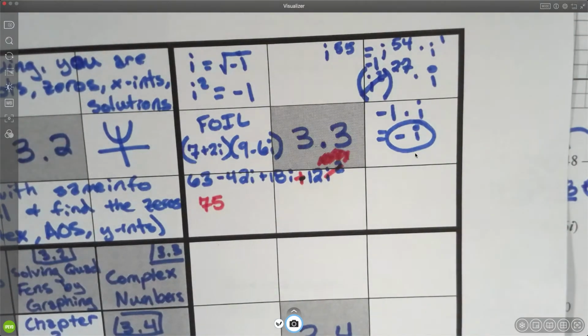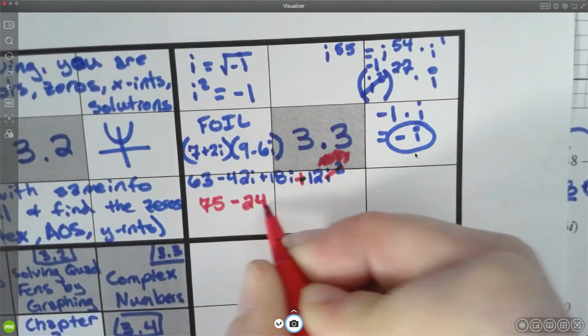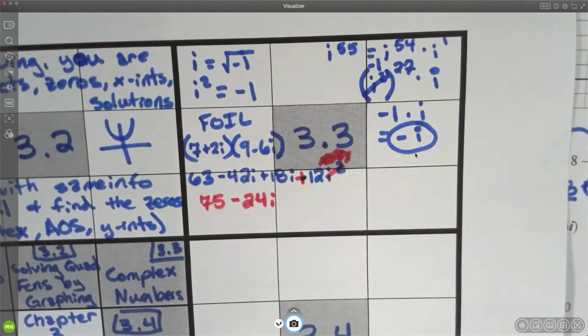75. Then I can put the middle two pieces together: negative 42i plus 18i, which is negative 24i. There we go. And that's it, right? You're FOILing.